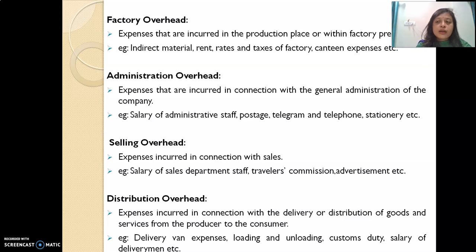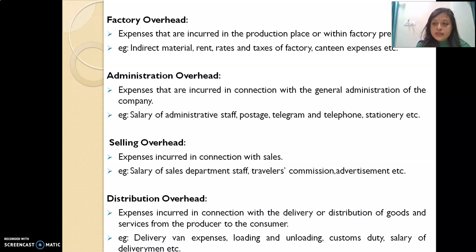So, from this class, you have learned the elements of cost. There are three elements: material, labor, and expenses. Again, they are divided into direct and indirect. Direct are those costs which are conveniently or easily identified from the product. Indirect costs are those costs which cannot be conveniently or easily identified with the product.